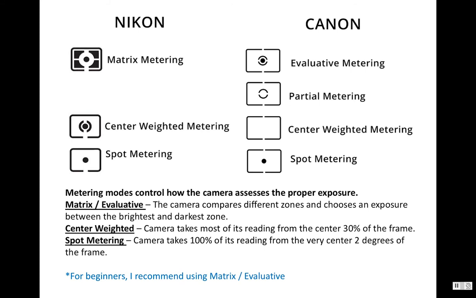Center weighted is where the camera is going to take most of its readings from the center 30% of the frame. That does fairly well. Usually, we sort of expect that our main subject is in the middle of the frame, but this can easily be thrown off if you don't know what you're doing with it.